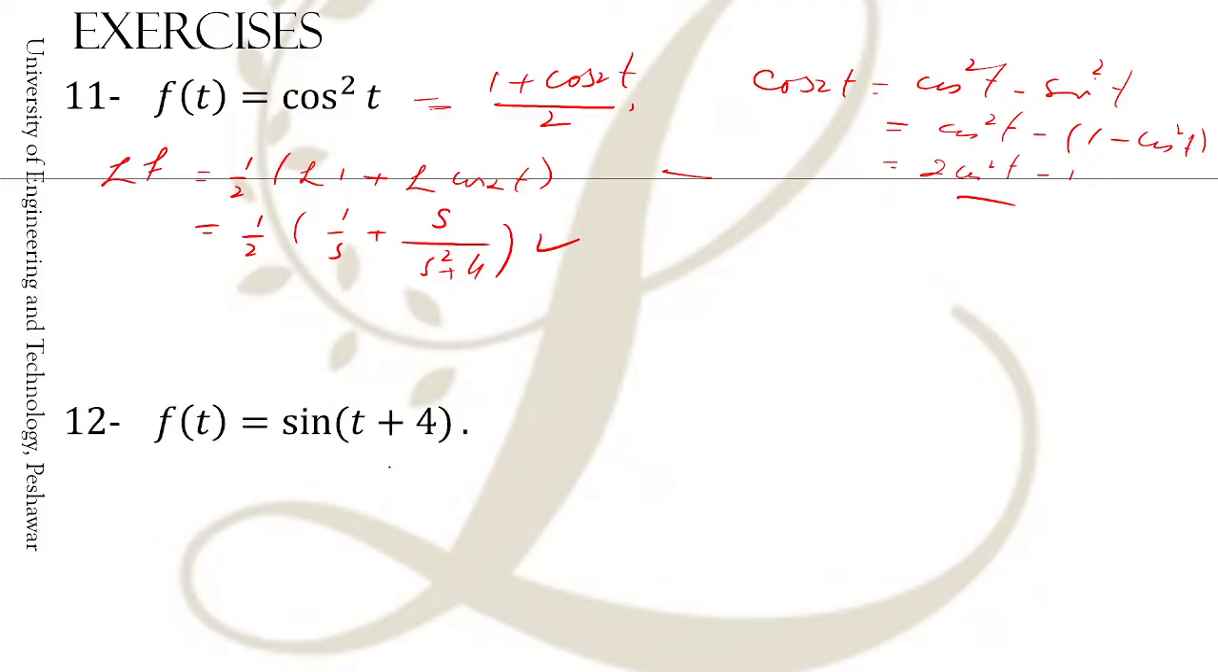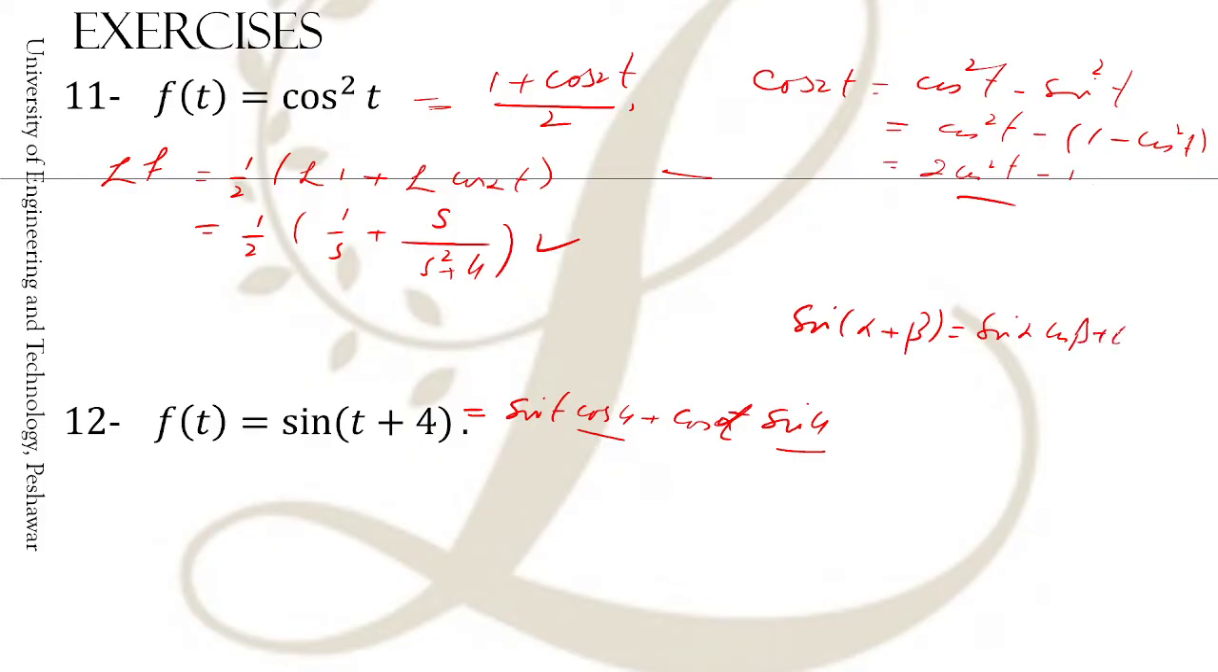Okay, if you have sine of t plus 4, again using trigonometry, you need to expand this first and then apply the Laplace transform. You should remember that sine of alpha plus beta is sine alpha cos beta plus cos alpha sine beta, where alpha is t and beta is 4, keeping in mind that cos 4 and sine 4 are constants. So I hope you remember the formula: sine of alpha plus beta is equal to sine alpha cos beta plus cos alpha sine beta.